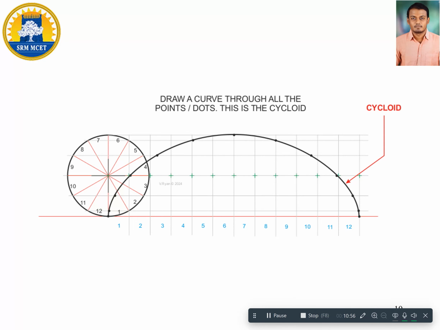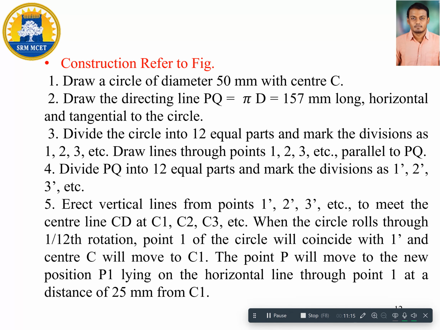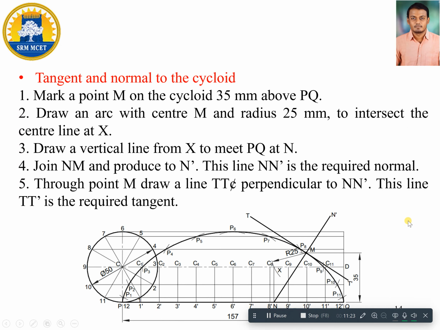Now let us see a small problem. As we have seen, we are going to assume the same diameter, 50 mm, and we are going to also draw a tangent and normal to this particular curve at a point 35 mm above the baseline. So this is the question which is given. Now let us see this problem. All those points which we have described earlier will be explained in a detailed manner. Now let us directly move on to the diagram.